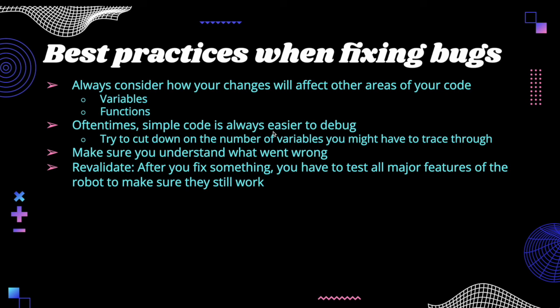Finally, let's talk about some best practices when fixing bugs. When you are changing anything, any variables or functions in your code, always consider how your changes might affect other areas of your code. Additionally, when you're fixing code, try to keep the code simple, because simple code is always easier to debug.